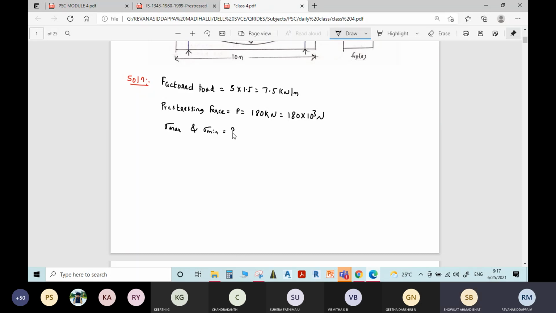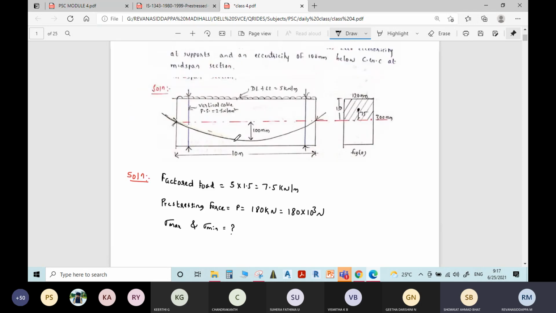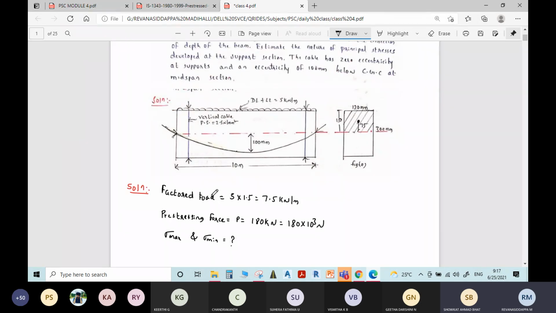Sir, please show the figure, sir. For a second. You are still writing the figure? Yes, sir. Once. Sir, can you please repeat from the figure, sir?